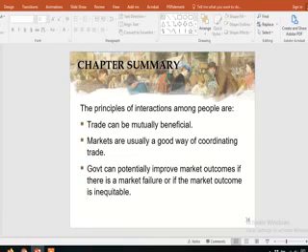This section ends here. Next we will move on to interdependence and gains from trade.